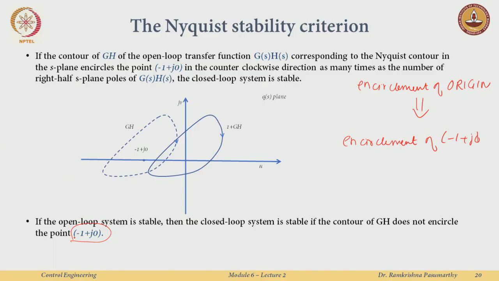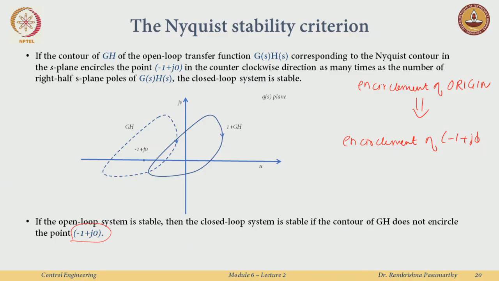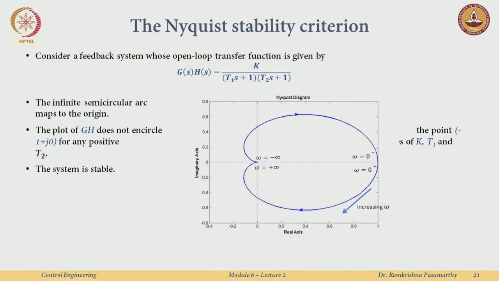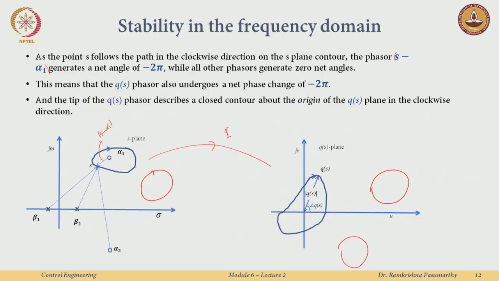To summarize all these things, this is the statement of the Nyquist stability criterion. I am just interested in the point minus 1 plus J0. Let us summarize with the help of an example. Consider a feedback system whose open loop transfer function is this. Now this is similar to a polar plot which we had in one of the earlier slides. Let me slowly go there.